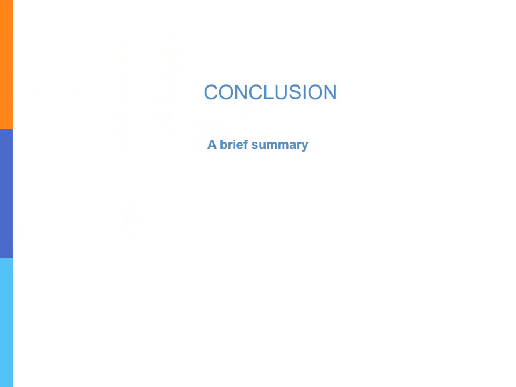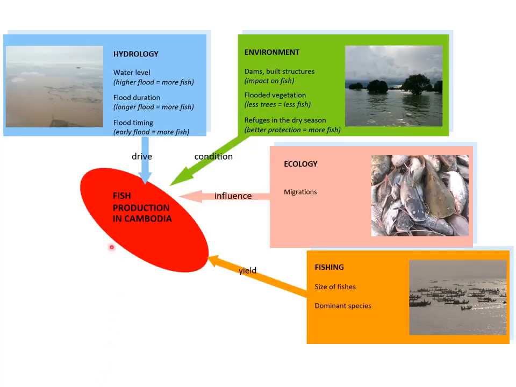Let's conclude this presentation by a brief summary in 2 slides. This first slide is a summary of what we have just seen about fish production in Cambodia, its influence in the Mekong by hydrology, that is the water level every year, the duration of the flood, and the timing of the flood. These 3 parameters drive the fish production. But the fish production is also conditioned by the environment, in particular the presence or not of dams and built structures, the nature and abundance of the flooded vegetation, and the quantity of refuges available in the dry season.